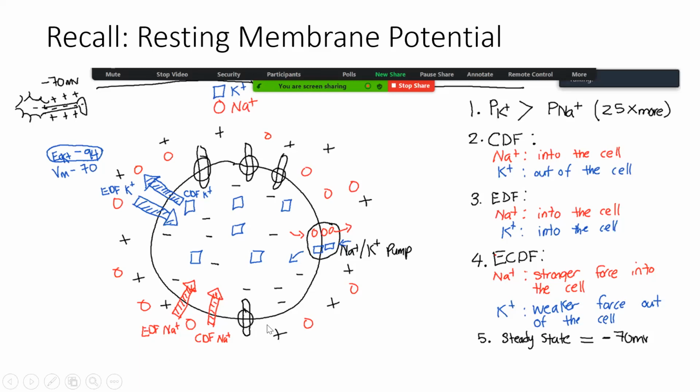When we look at the magnitude of sodium, it's going to be a much stronger force because we're going to add these two forces because they're in the same direction. And so the overall direction will be strongly inward inside the cell.